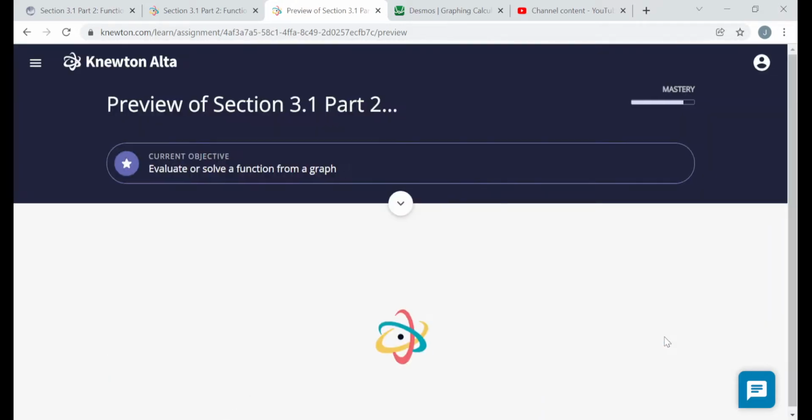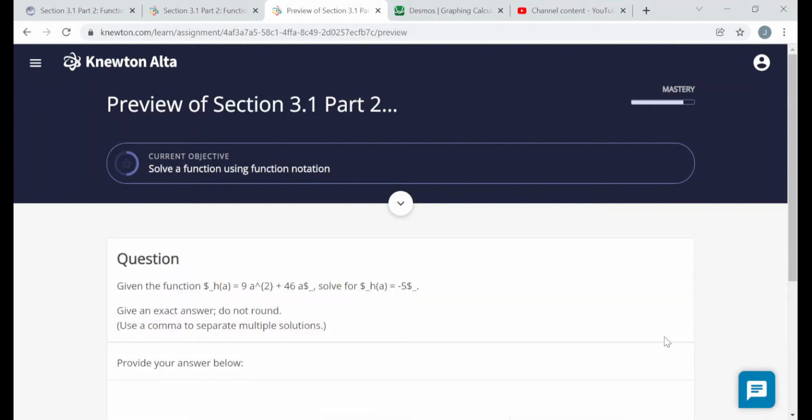Alright, then the last question should be where you're given an output and asked to find the inputs, like earlier. So here's a function called h, and the input is the variable a, and the output is called h of a, and then over here is how you calculate the output, 9a squared plus 46a. We're asked to find when is h of a equal to -5? They gave me an output.